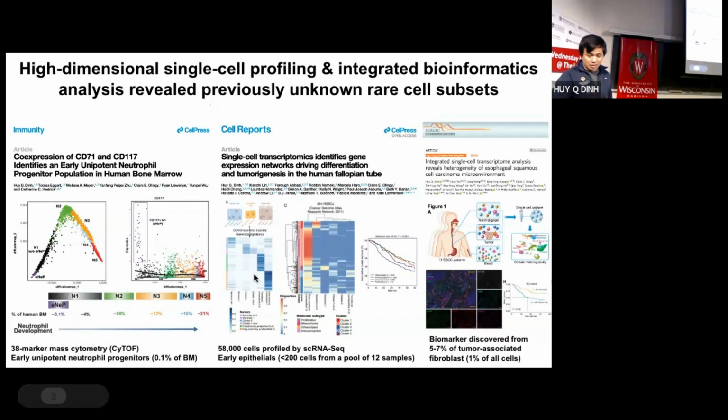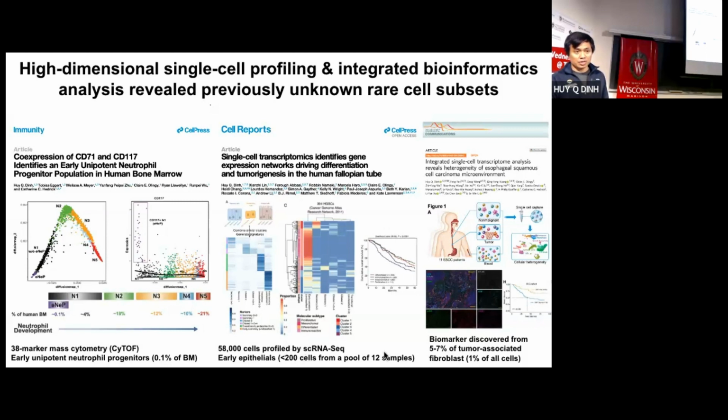And then we used single cell analysis. We profiled about 58,000 cells from the fallopian tube, which is widely accepted as a tissue of origin for the common high-grade serous ovarian cancers. We were able to identify the early epithelial subset with fewer than 200 cells.